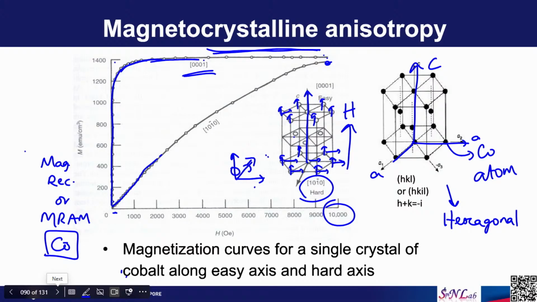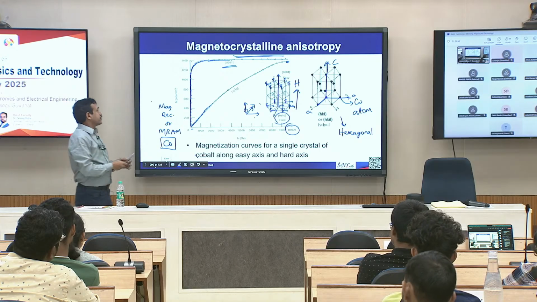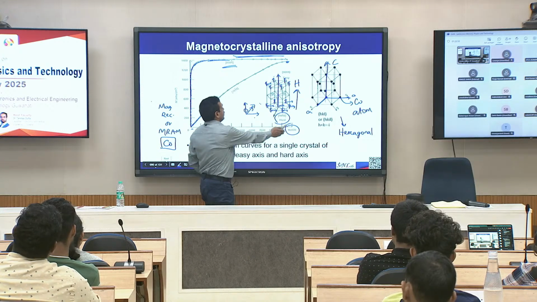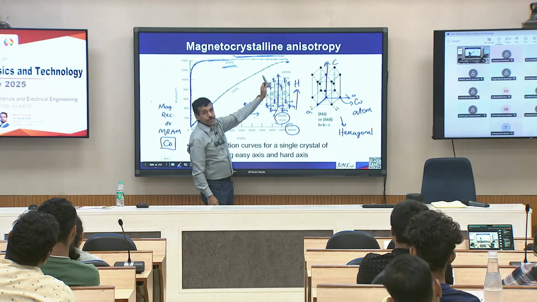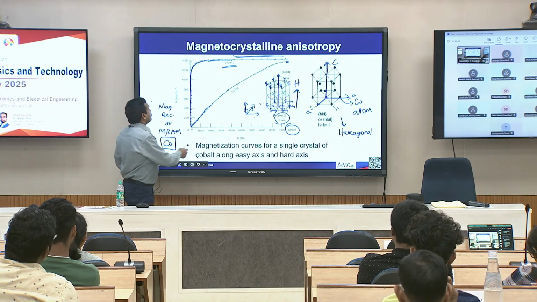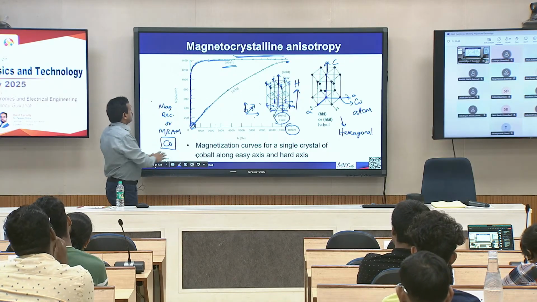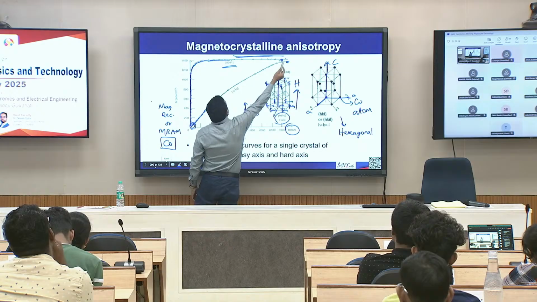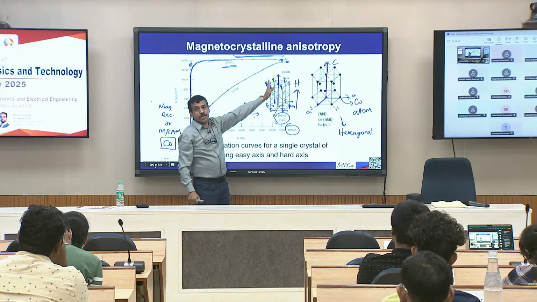Then I suddenly remove the magnetic field. What will happen? Yeah, so they will come back. Suppose I reach 10,000, I suddenly remove the magnetic field, come back to 0, then all these magnetic moments will come back to the ground state. Once I remove the magnetic field, it will come back here. Whereas, in the case of the easy direction, let us say I apply magnetic field here, I remove it, they will be somewhere here. They will all be pointing in the direction.